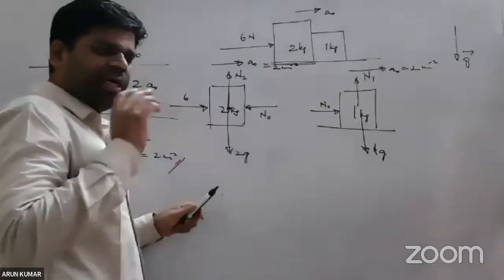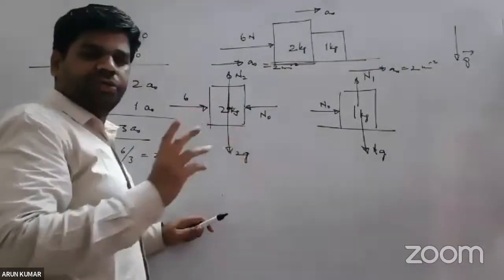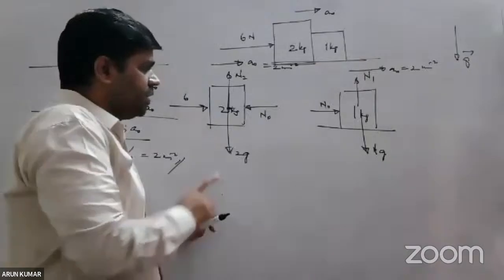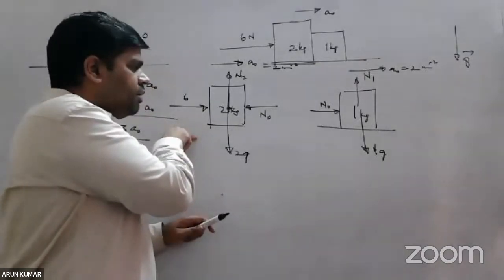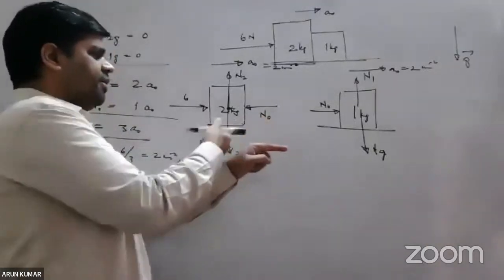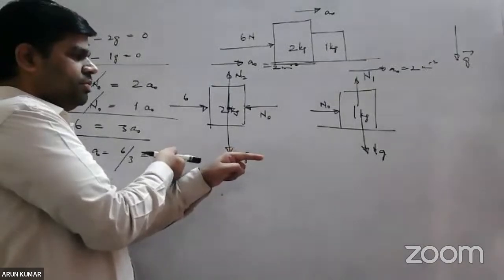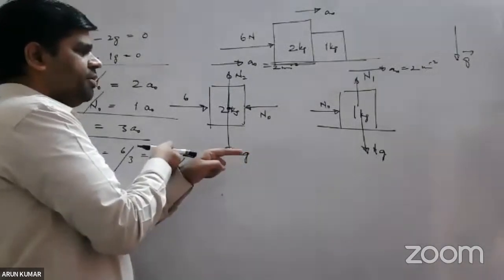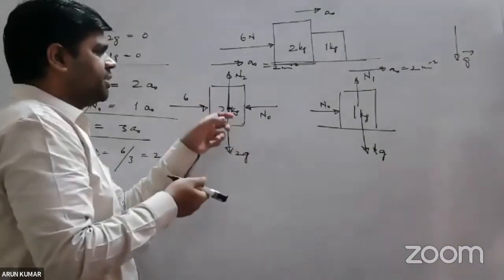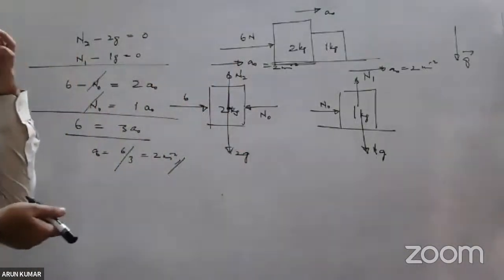What I told you: for any problem in Newton's laws, draw the FBD and write F is equal to ma. I have drawn the FBD, now I write F is equal to ma. What is that? 6 Newton minus N naught, because 6 is towards right, N naught is towards left. So net force is 6 minus N naught, equal to mass into acceleration. What is the mass? 2 kg into acceleration A naught.